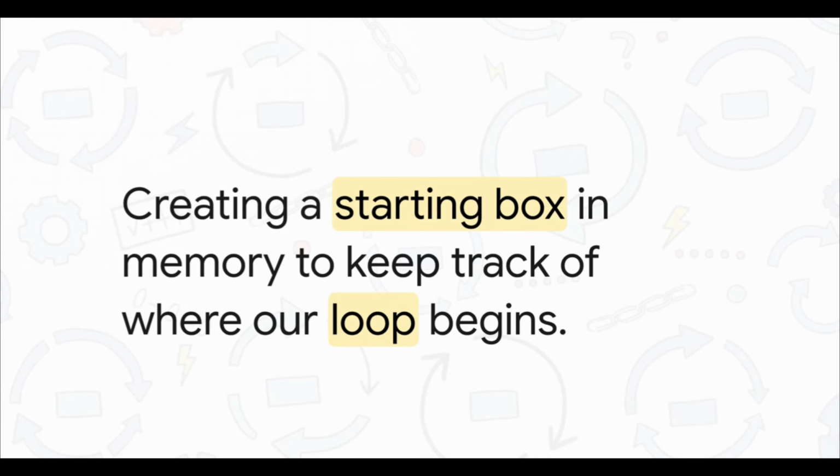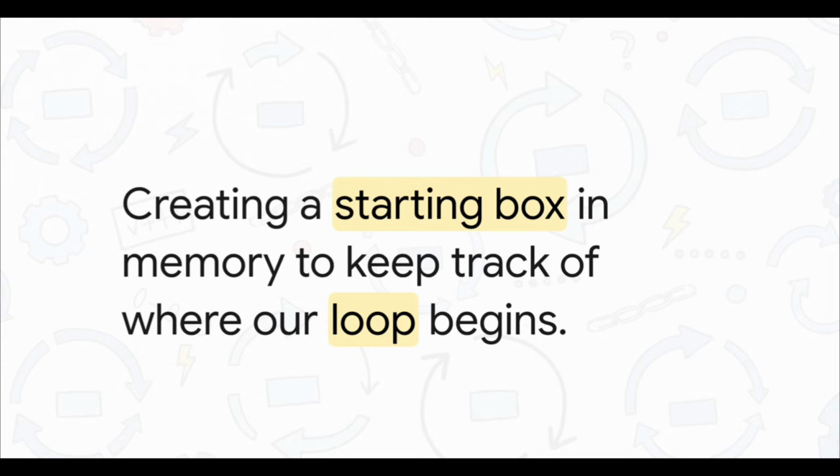Now, what's really interesting about this first step is just how simple it actually is. Step 1 is initialization. In your code, this usually looks something like int i equals 1. So what's actually happening here? Well, imagine you're creating a tiny little cardboard box in the computer's memory. You label that box i, and you drop the number 1 right inside it. This little box keeps track of where our loop begins.